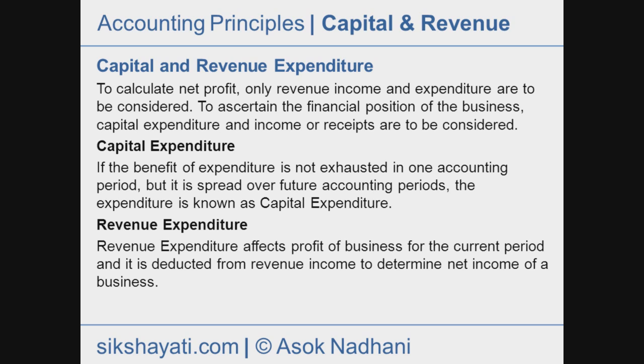Capital expenditure. If the benefit of the expenditure is not exhausted in one accounting period but it is spread over future accounting periods, the expenditure is known as capital expenditure. Capital expenditure increases earning capacity of business and is not incurred to meet day-to-day expenditure. The benefit of its usage is spread over a number of future accounting periods.